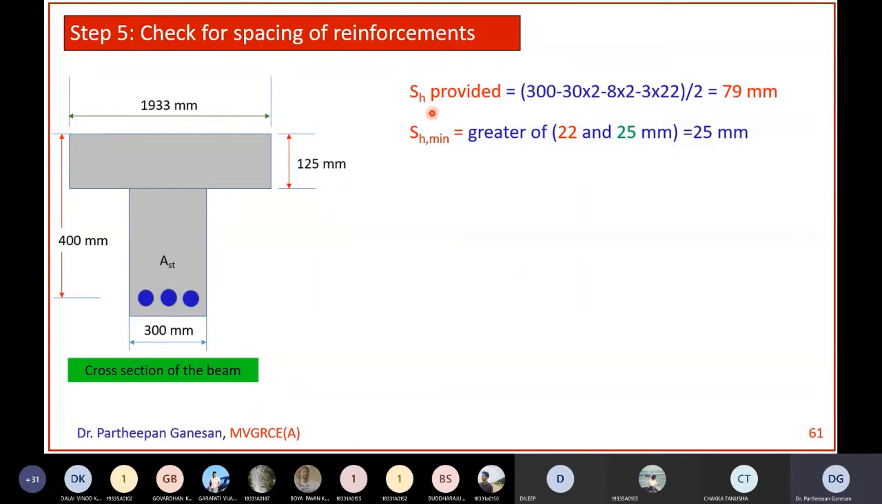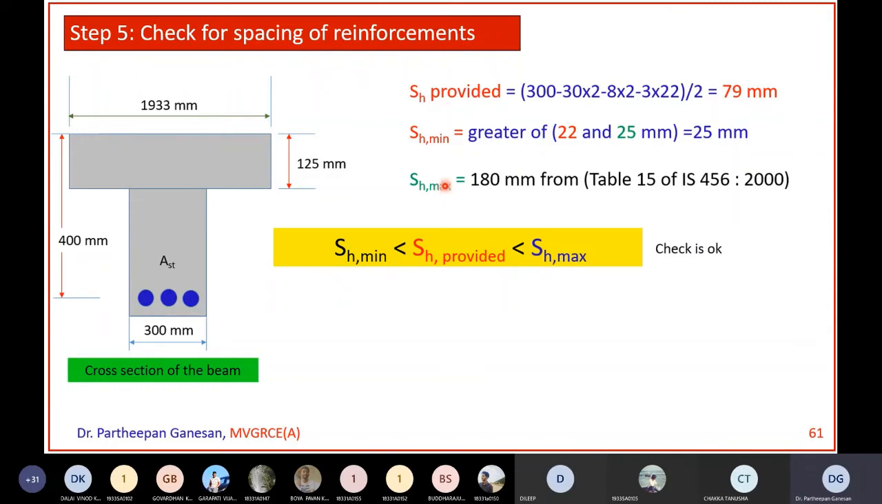So your Sh provided is more than Sh minimum. That is fine. And Sh maximum from Table 15 for 0.95% reinforcement for Fe415 steel is 180 mm. This and all we have discussed many times before, so you go back and refer. So Sh provided is greater than Sh minimum, less than Sh max. So therefore this check is also okay. This check has to be done in all the designs that we did in the morning also. So this is the check for spacing. Already the Ast minimum check is over, the Ast maximum check is over. Now the spacing of reinforcement check is over.